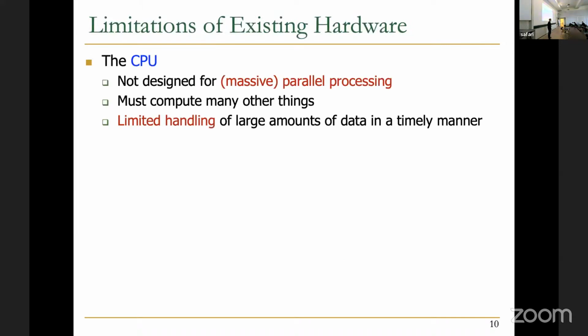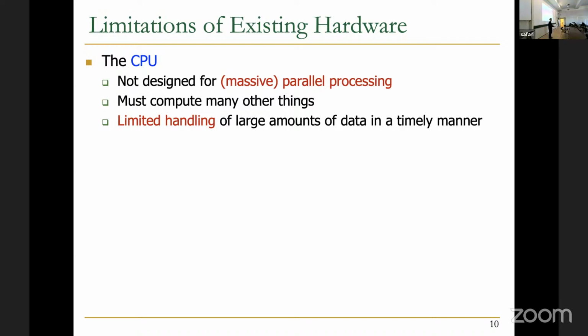So the CPU, why can the CPU not be used in an efficient way for this? Because it's not designed for massive parallel processing. Of course, a CPU can do parallel processing, but not to the extent that we need for such large amounts of data. We have a few cores or even threads, but not as many as we need. And also a CPU must compute many other things. It must keep track of various other tasks or even the operating system. So it's not fully free for the machine learning task. And it is limited in the handling of large amounts of data in a timely manner.